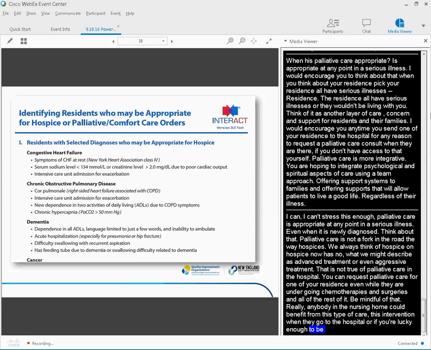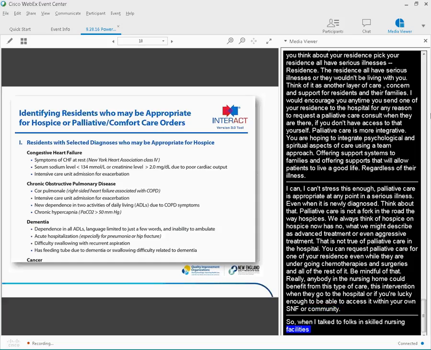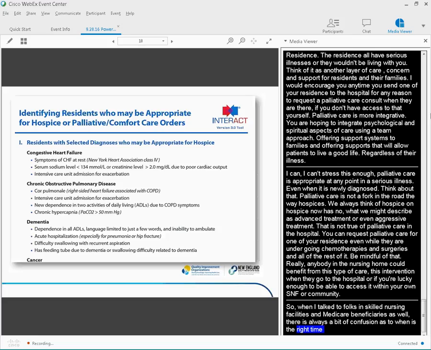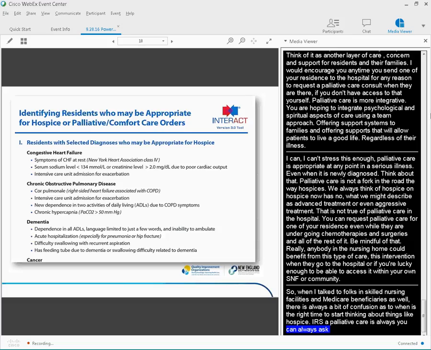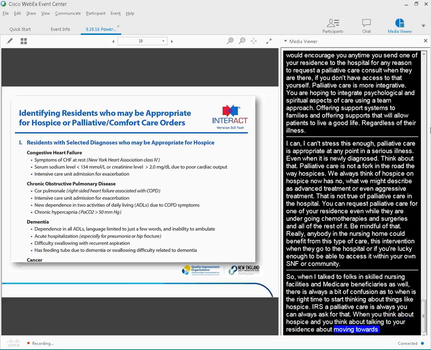So, when I talk to folks in skilled nursing facilities and Medicare beneficiaries as well, there's always a bit of confusion as to when is the right time to start thinking about things like hospice. I already said palliative care is always, you can always ask for that. But when you think about hospice and you think about talking to your residents about moving towards comfort care and away from medical interventions, how do we know when the time is right for that?